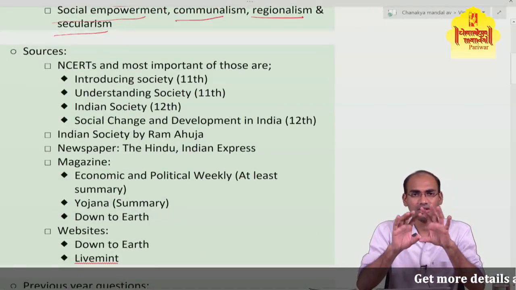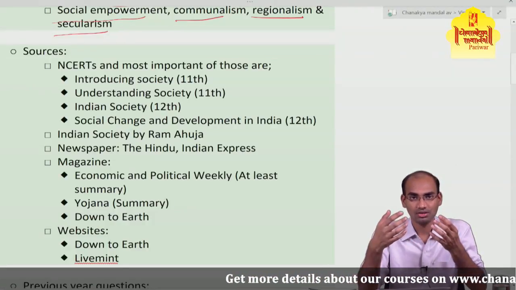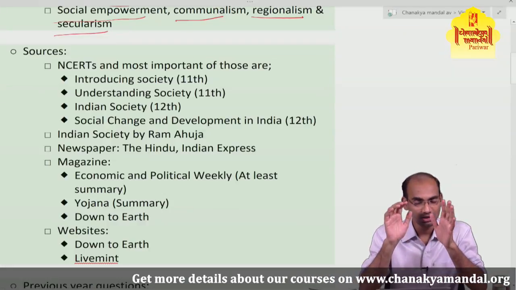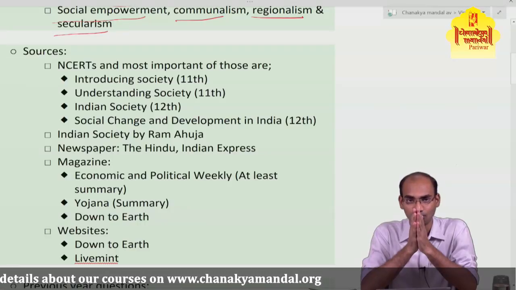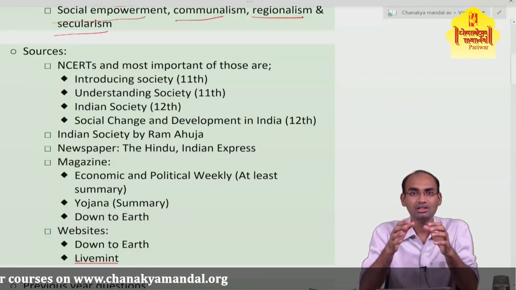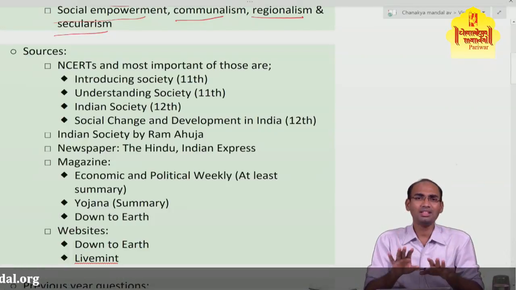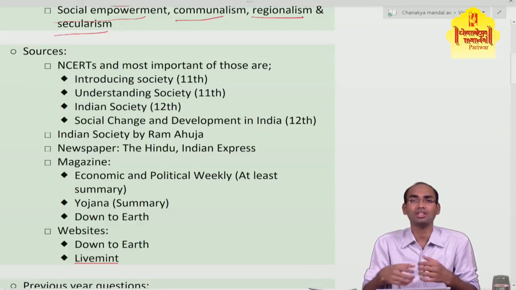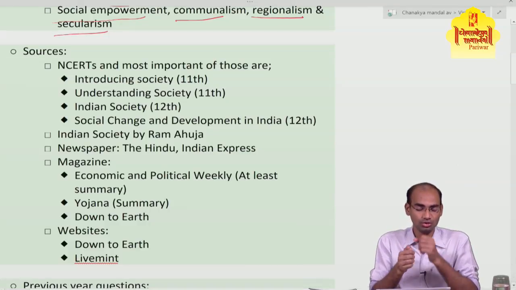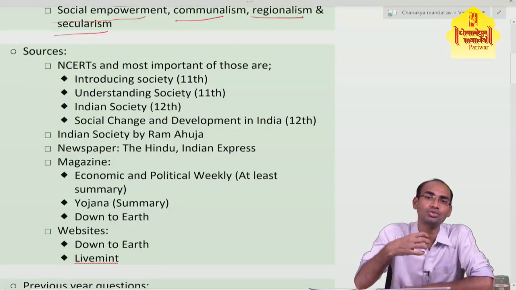Okay, this is about the syllabus. So what are the sources which can cover this syllabus? I would say we can't say that there's one perfect source from which all these syllabus topics can be covered. But to lay down some foundations, so that we can build up our studies related to society and social issues, NCERTs is the best source to start with.